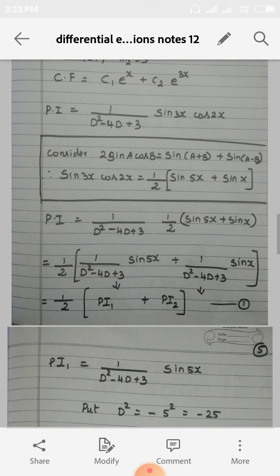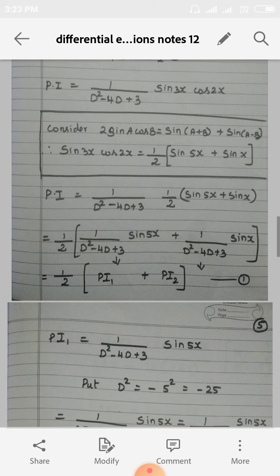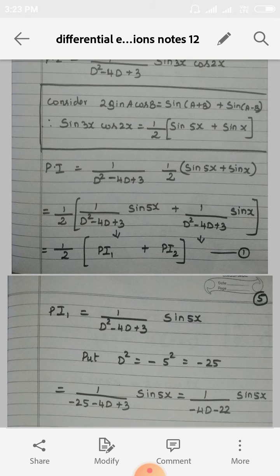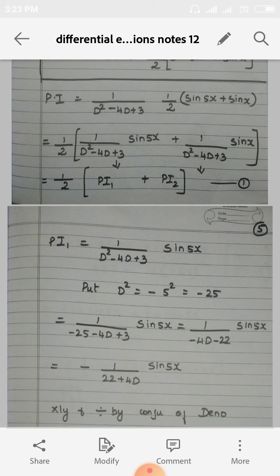Just split the particular integral, 1 by 2, 1 by d square minus 4d plus 3 into sine 5x plus 1 by d square minus 4d plus 3 into sine x. Now therefore 1 by 2 first term becomes particular integral number 1 plus particular integral number 2 and mark it as equation number 1. Now we have to find 1 by 1. First to find the first particular integral PI1. What is PI1? 1 by d square minus 4d plus 3 into sine 5x. Right, girls?